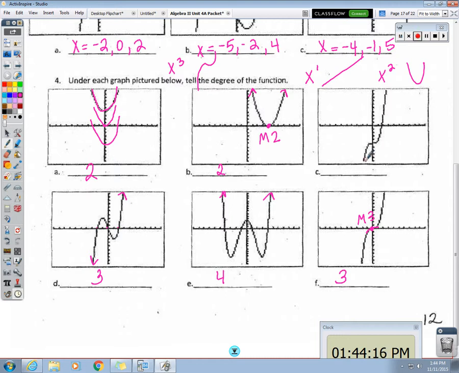What? I mean, think about it. When you find imaginary solutions, when you're doing the work with the functions, then these are just the graphs of those functions. Okay, what about C? What degree? 3. That's a cubic function. Even though you don't see all 3, 2 are imaginary. 1 is real.